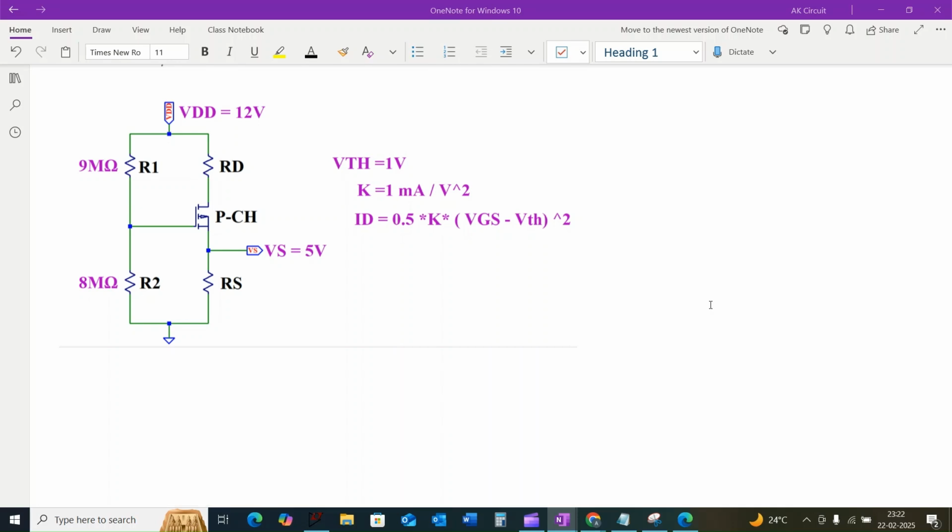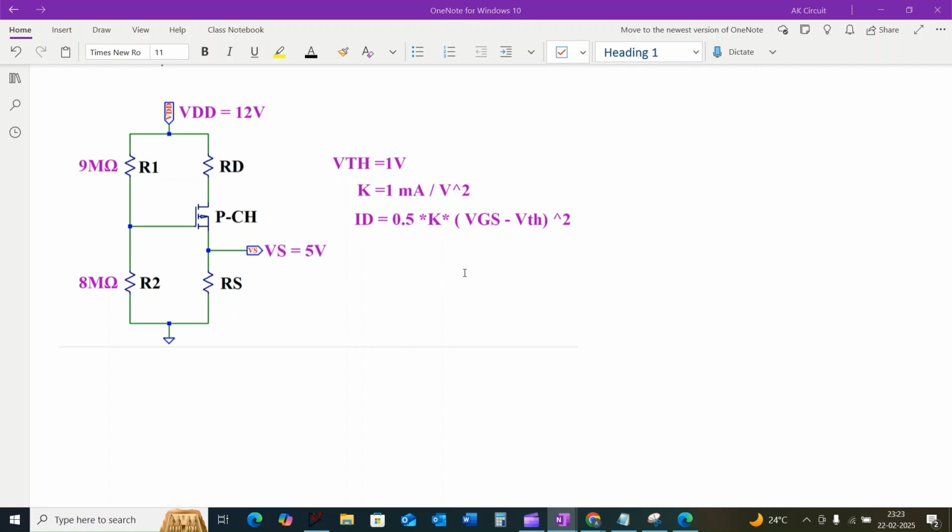Today we are going to discuss another MOSFET circuit, specifically a P-Channel MOSFET circuit. We are going to find the drain resistor RD and the source resistor RS. Let's get started.